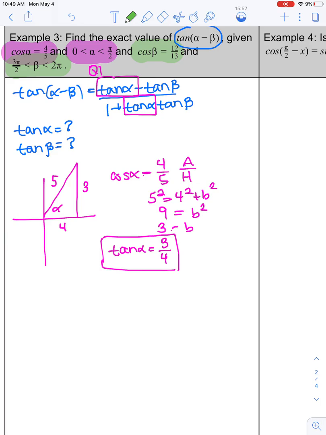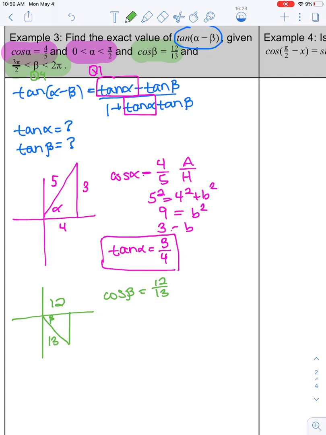The next part is that we have to sort out what is the tangent of beta. So we're told that beta is between 3 pi over 2 and 2 pi, which means that beta is in quadrant 4. So if we sketch that out for ourselves, we can draw a reference triangle down here in quadrant 4 with beta right here. And we're told that cosine of beta is equal to 12 over 13. That means the adjacent side to beta is 12 and the hypotenuse is 13.